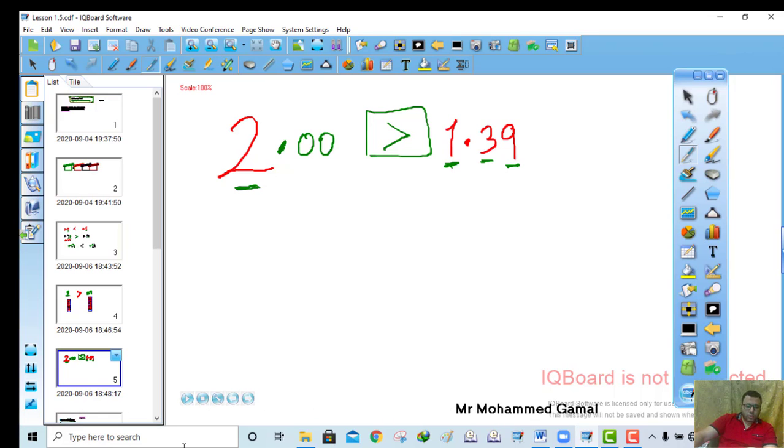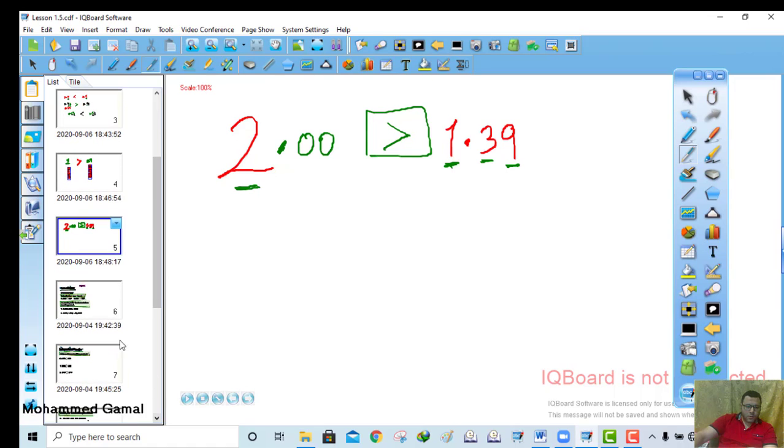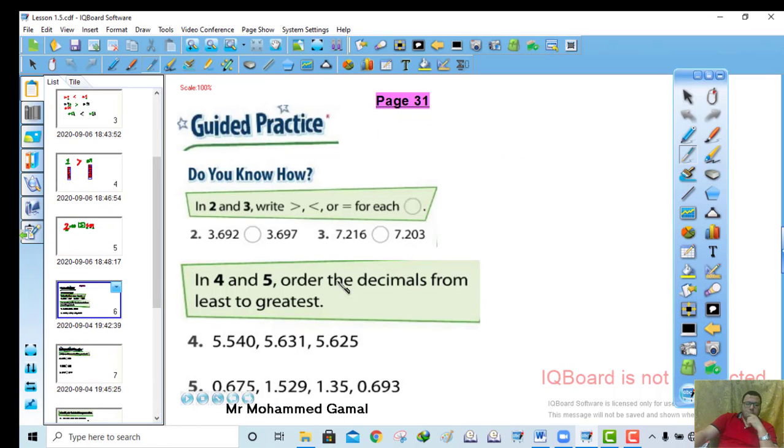Okay, let's go to our textbook. Guided practice, page number 31. Question number 2. Here we have 3.692 and here 3.697. 3 like 3, 6 like 6, here 9, here 9. Here is 2 and here is 7. So 2 is smaller than the 7.